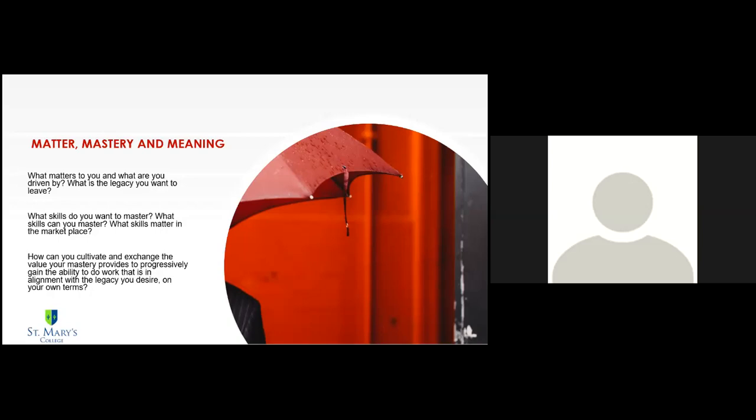How can you cultivate and exchange the value of your mastery to gain the ability to do work that is in alignment with the legacy you desire on your own terms? I know it's a little bit too long, but the basic question is this. Once you've answered what skills you want to master, what skills can you master, and what skills matter in the marketplace, and once you've mastered those skills, the question is, are they in line with what you wanted to do in the first place? And if so, how do you make use of your skills to make a difference and enjoy what you're doing? How can you make use of your skills to be in your element and do well? So that is the question. Basically, it is about what matters to you, what can you master, and what do you find meaning in your life.